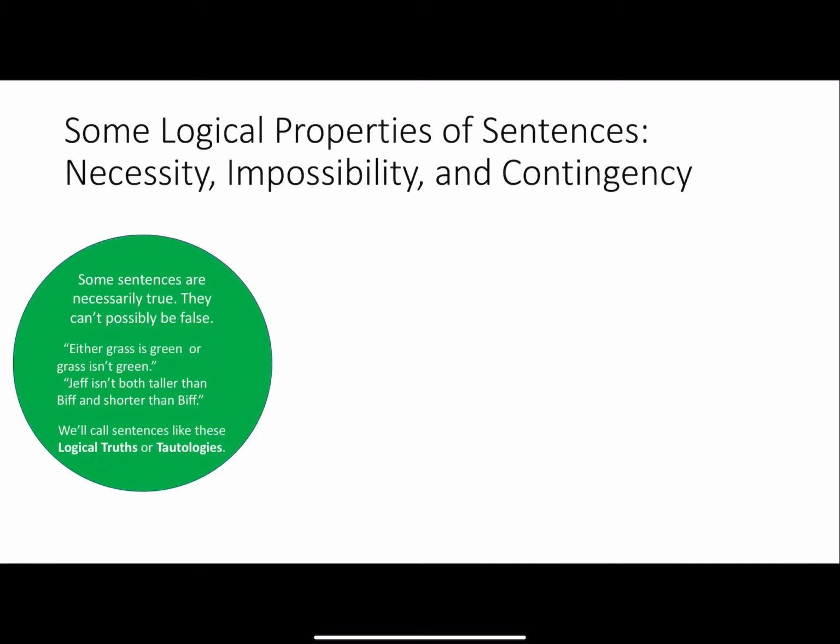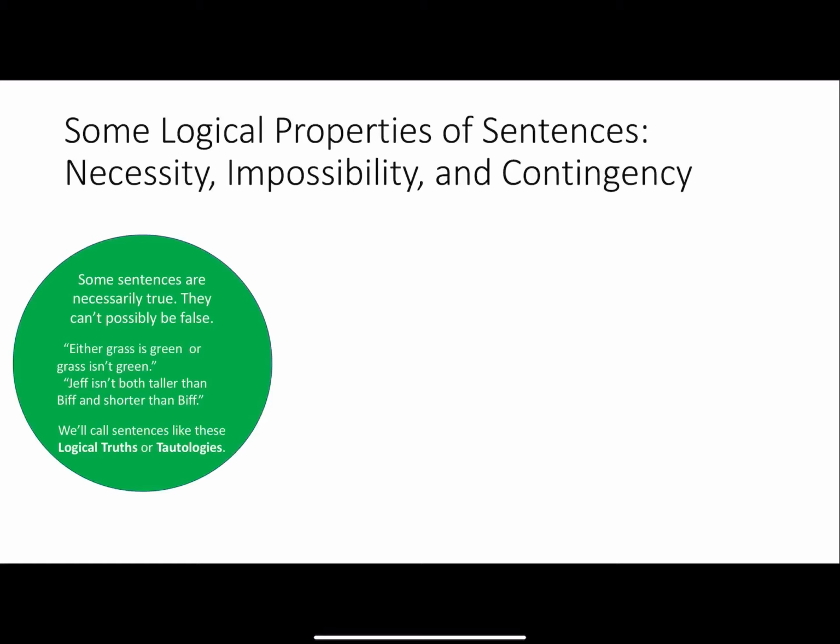Some sentences are necessarily true. They can't possibly be false. Either grass is green or grass isn't green. We can certainly imagine that grass is not the way it appears to us. Maybe grass could have been blue. But in that case, grass wouldn't have been green. Grass either has to be green or not green.